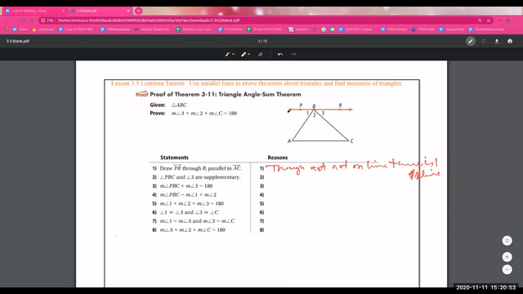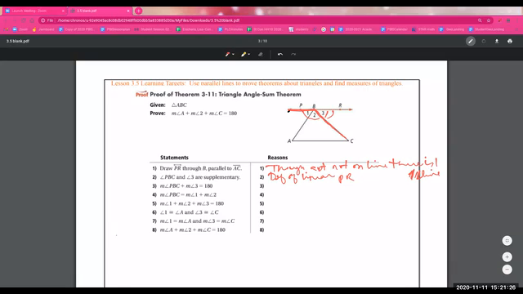So then it says the measure of angle PBC and angle 3 are supplementary. Okay, so angle PBC is this right here. So this angle here plus this angle here, it's supplementary. Well, we know that because of the definition of a linear pair.